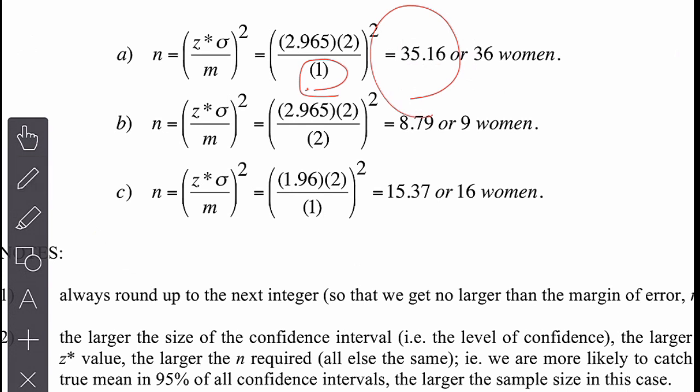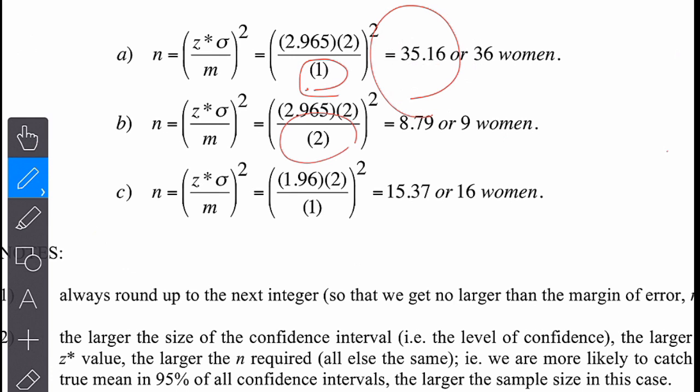And here I have the same level of confidence, but I'm going to be more relaxed. I'm going to allow a margin of error that's double. So I don't have to be so precise anymore. You see how much that affects it? I don't even need that many women. I just need 9. So I have 8.79. I round that to 9. So look at the dramatic effect of doubling the margin of error: less precision, fewer people.